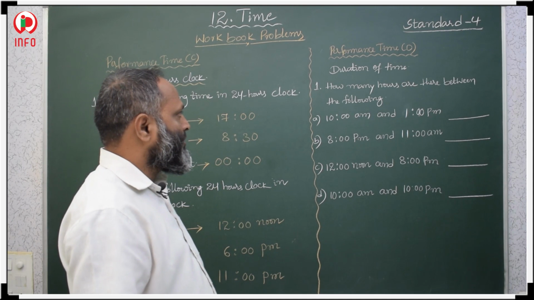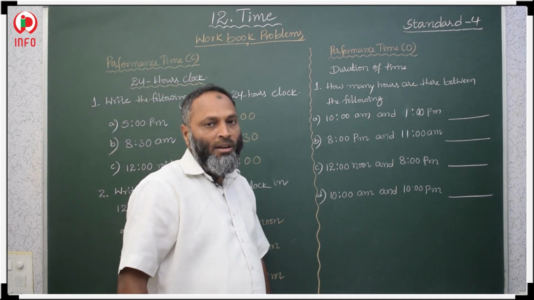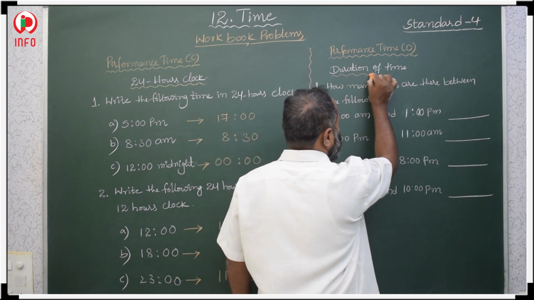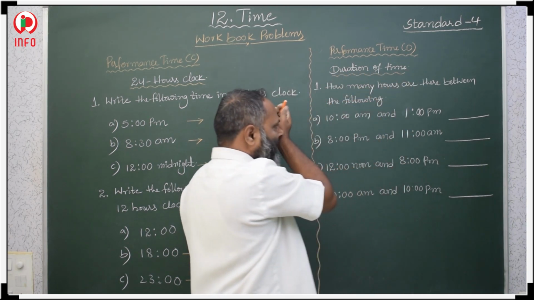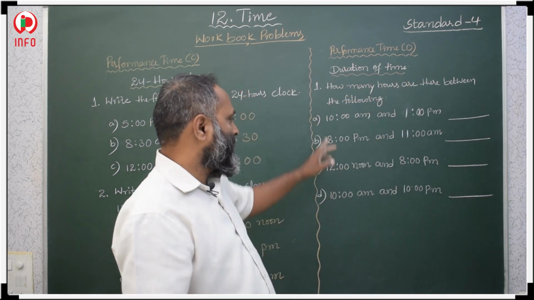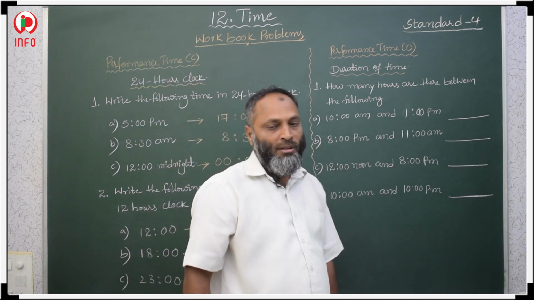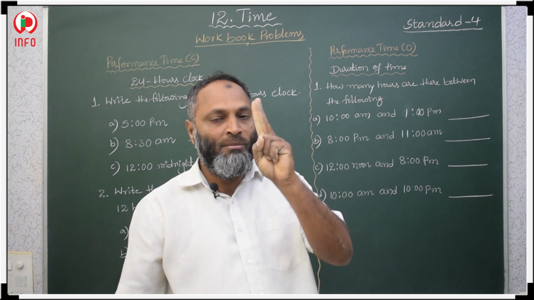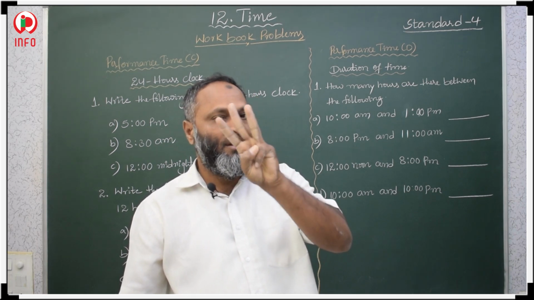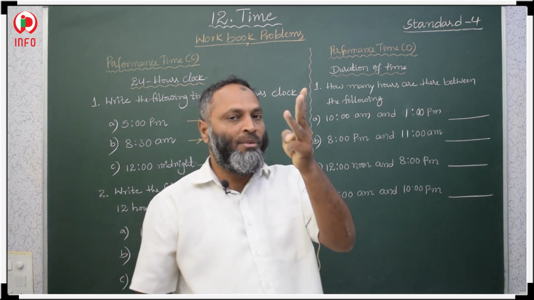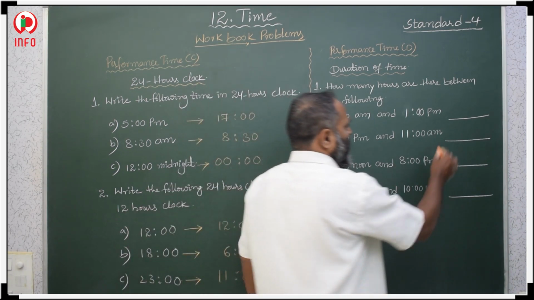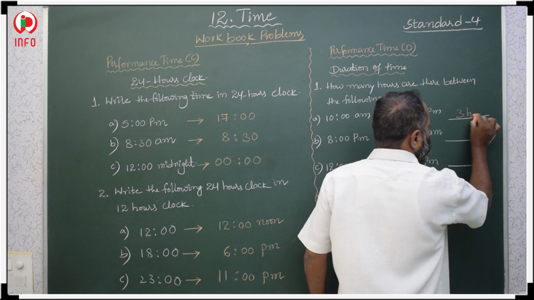The next concept in performance time is the duration of time. So how to find the duration of time? The first one: how many hours are there in between 10 a.m. to 1 p.m.? First 10 a.m., 10 to 11 a.m., 11 to 12 noon, 12 to 1 p.m. After 12, the p.m. will come. So 1 p.m. Total how many hours? 3 hours duration.